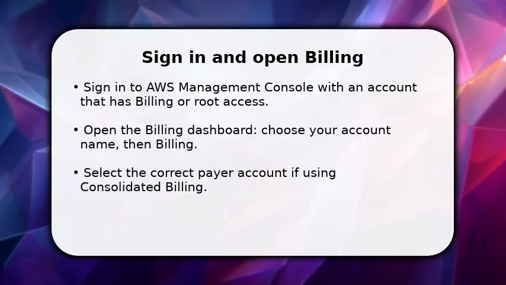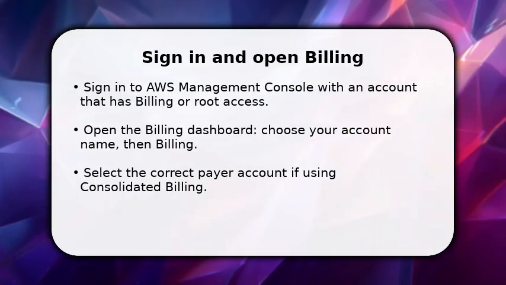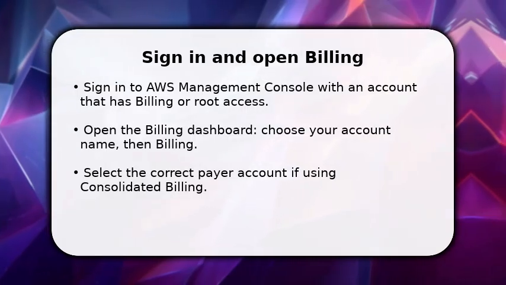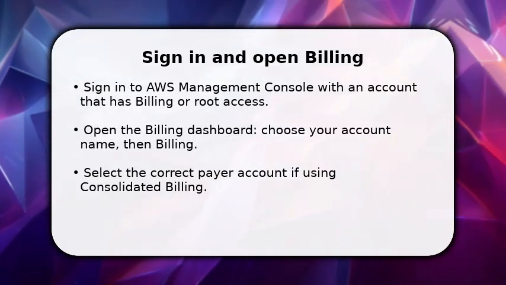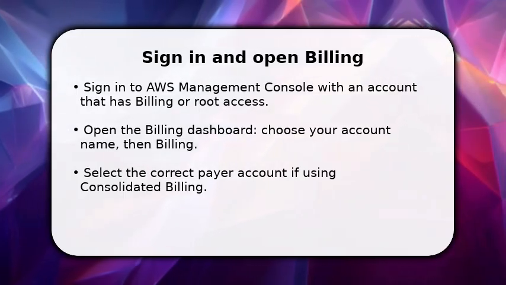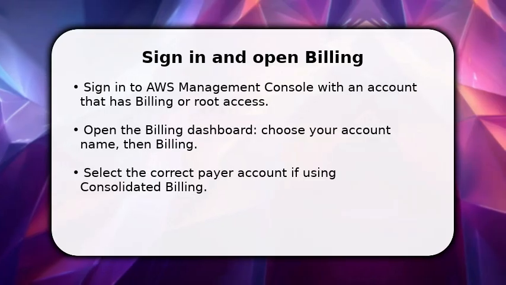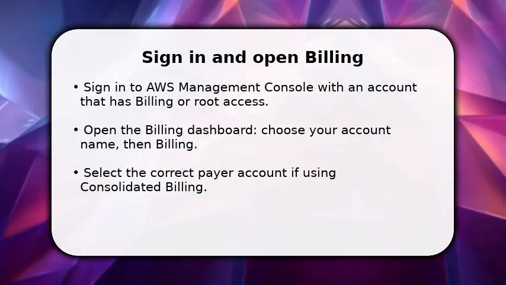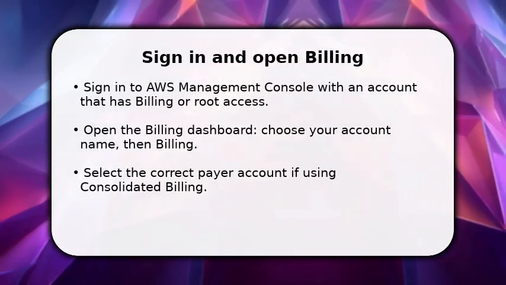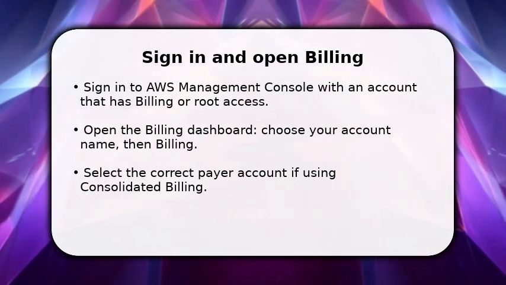You start by signing in with credentials that can view billing, root, or an IAM user with billing permissions. Once signed in, click your account name in the top bar and open the billing dashboard so you land directly on cost controls. If you manage multiple linked accounts, make sure to select the payer account. Otherwise, you'll see only the linked account's charges. This step matters because the payer consolidates charges and displays the overall cost and allocations for all linked accounts.